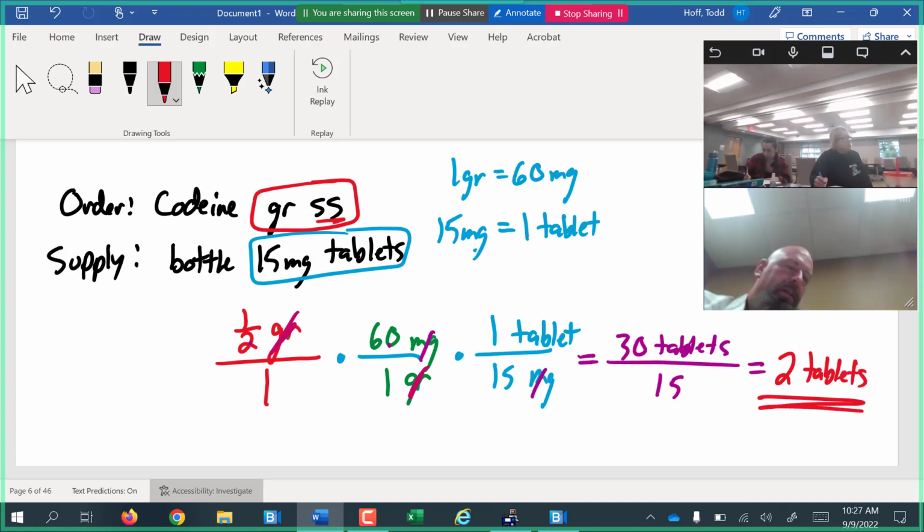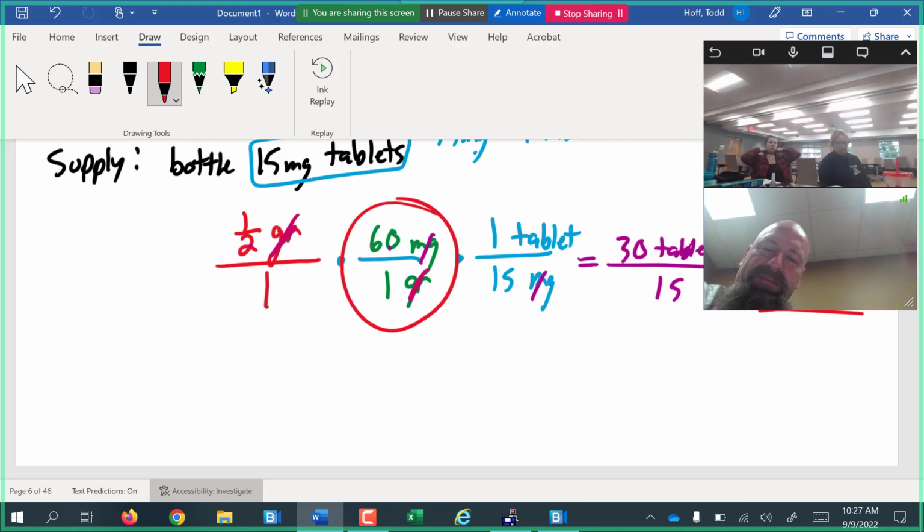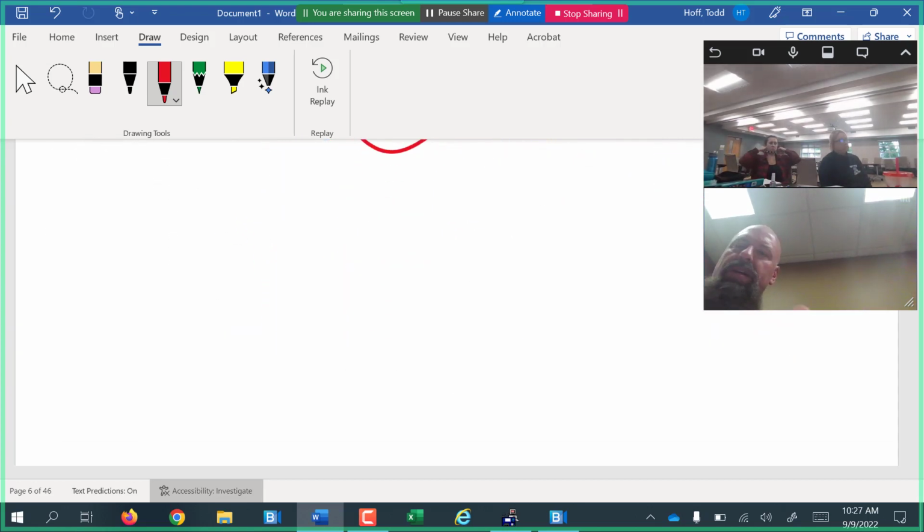So again, like I said, the beauty of dimensional analysis, we didn't have to define what was the on-hand dose, what was the vehicle, and if we needed to do any measurement conversions, we can do that right in line with the formula instead of having to do that separately. So next, let's look at IV flow rates.